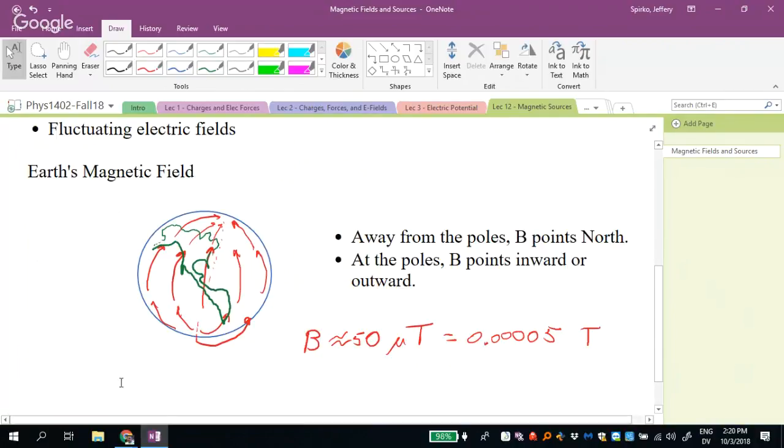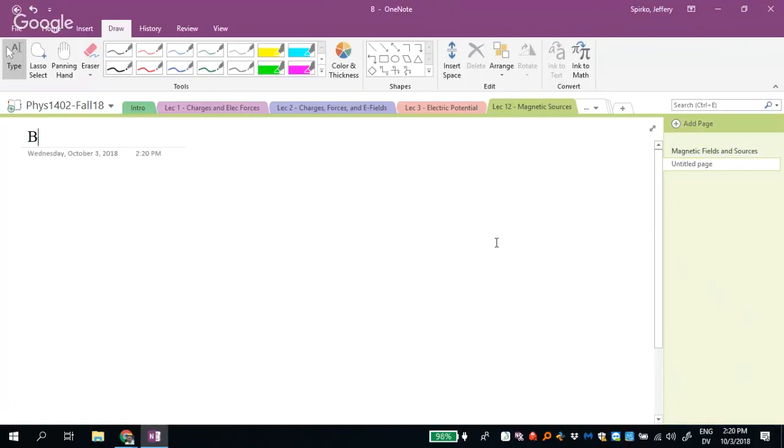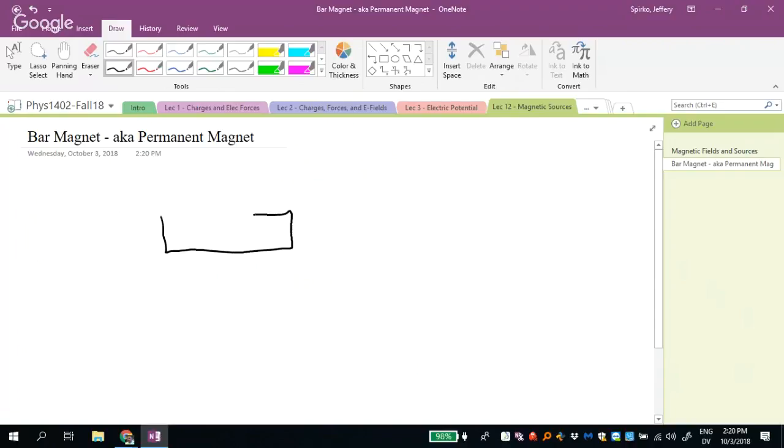Now, I'm going to come back to this drawing, but I want to go to another type of straightforward magnetic source, and that is a bar magnet, otherwise known as a permanent magnet. So a nice straightforward drawing would be just a nice rectangle. And I'll put a label on it that says N.